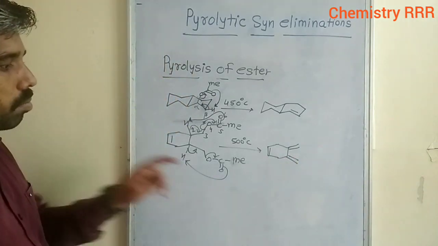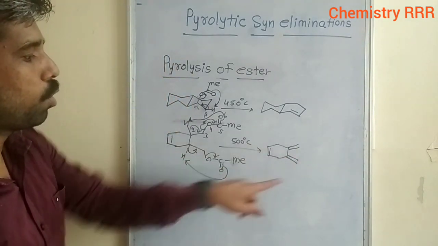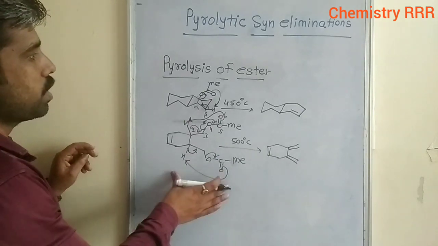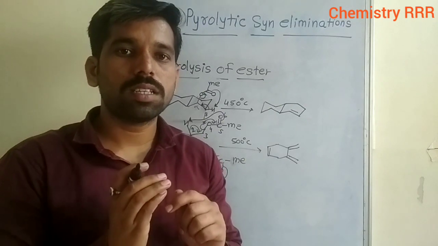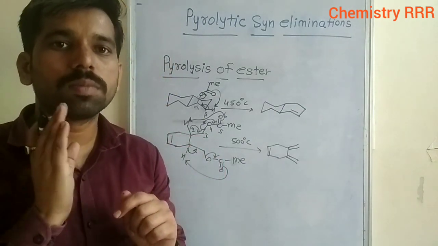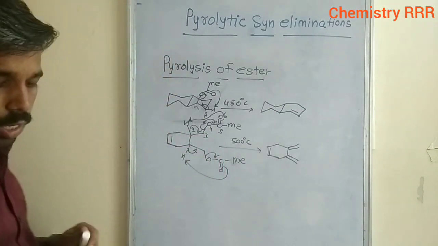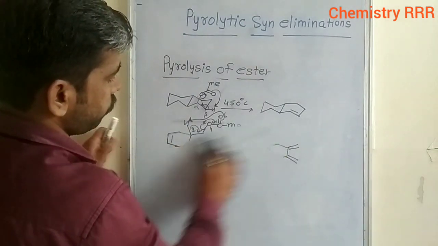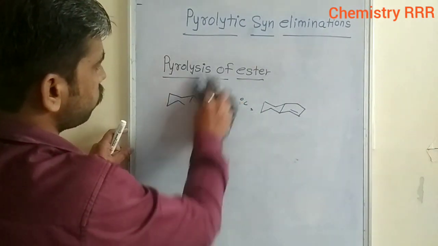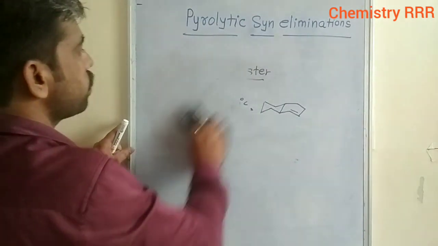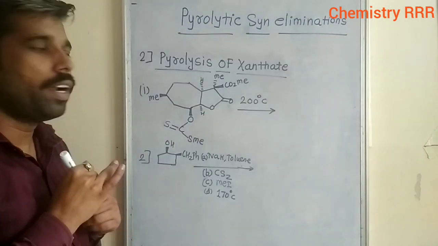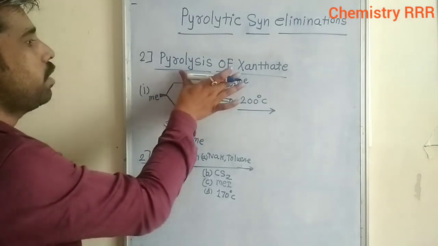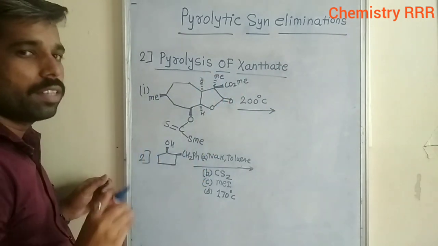Okay, now this is the final product of this reaction. This is all about the pyrolysis of the ester. Now let's discuss pyrolysis of xanthate. Pyrolysis of xanthate. Now let's discuss pyrolysis of xanthate by using these two examples.